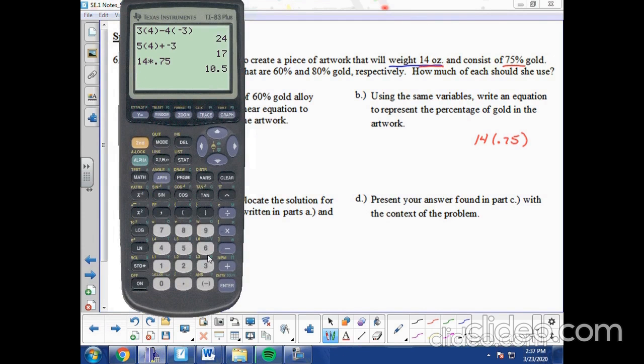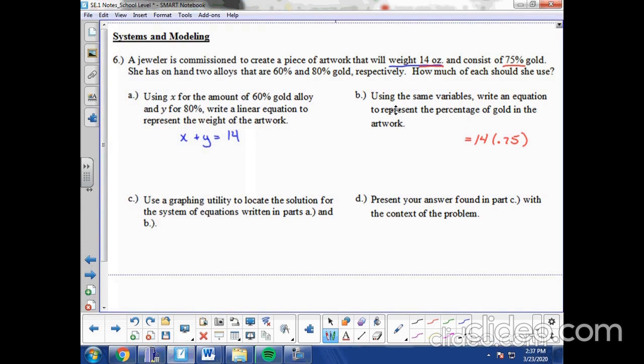Now how do we get there? We'll come back to this 10.5 number and simplify in a second. How we get there is we take this 60%, which is x, so however much x weighs times 0.6 for 60%, plus however much y weighs times 0.8 for 80%, has to equal this 14 times 75%. So if we simplify this, 0.6x plus 0.8y equals 10.5.